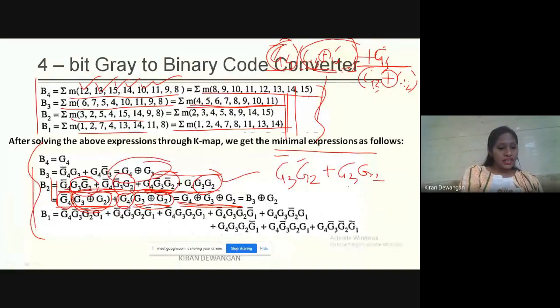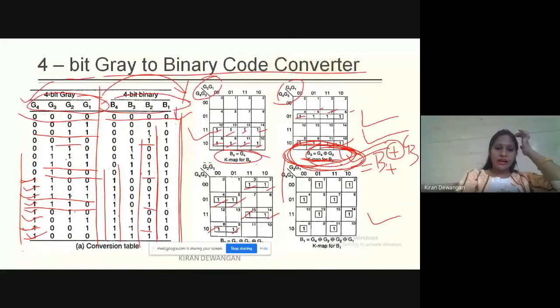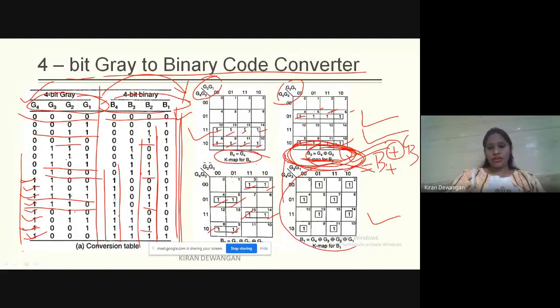Okay? So this reduction technique of Boolean expressions, which we have already studied, will be used here, so you have to use that. From here we'll be getting G4 XOR G3 XOR G2. Now this we already know. What is this, G4 XOR G3? It is B3, which we have got from here. So that is what is written here. B3 XOR G2. Clear? Now similarly we'll write the expression for B1 and then we'll solve it out.